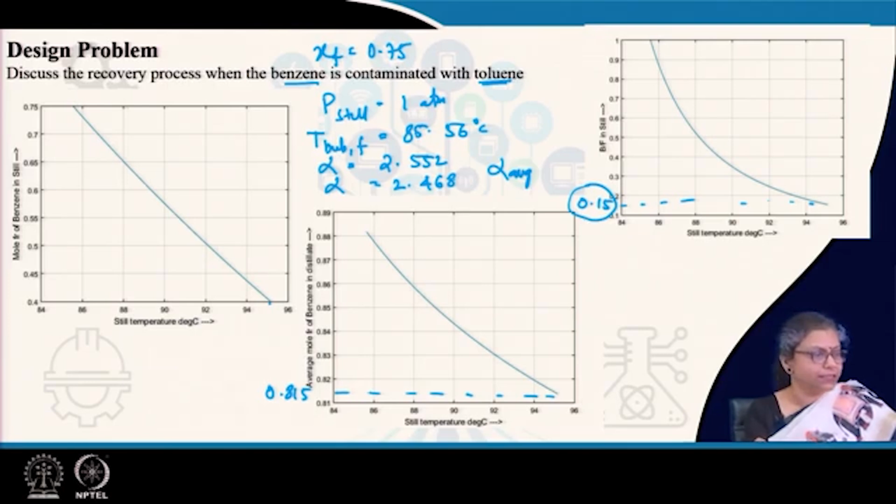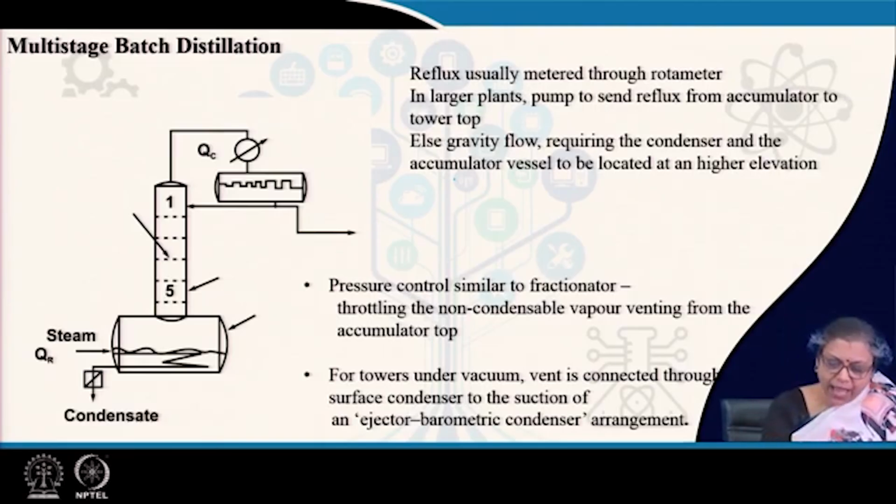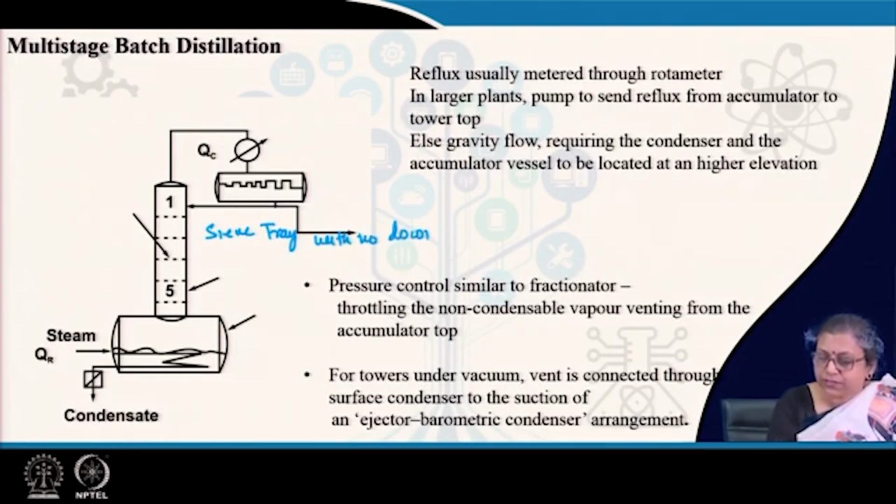But definitely under this condition, we find that we have to go for a multi-stage distillation column, where we have a tower above the still, and in this tower either we have sieve trays with no downcomers, since we need very few trays. So tray efficiency is not a concern. So we either use sieve trays with no downcomer, or we use packed columns in this case.